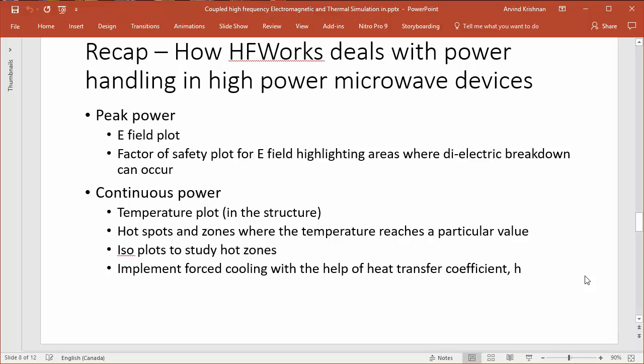In the case of continuous power, and this is the topic for today, HFWorks is capable of plotting the temperature within a structure. So you can pinpoint locations where the temperature exceeds a certain value. You can also use what are known as isoplots to study hot zones. And you can model different types of cooling mechanisms using what we know as the heat transfer coefficient boundary condition.